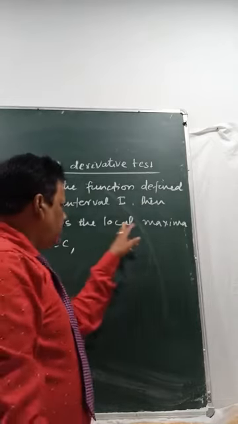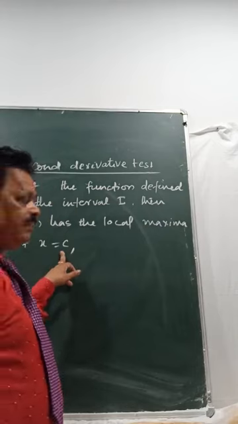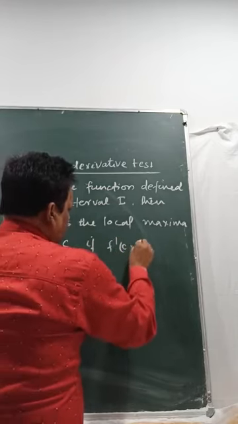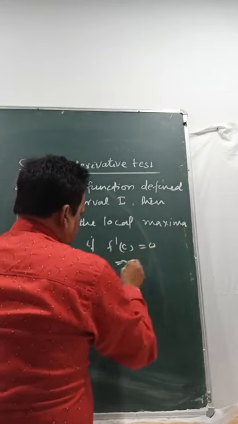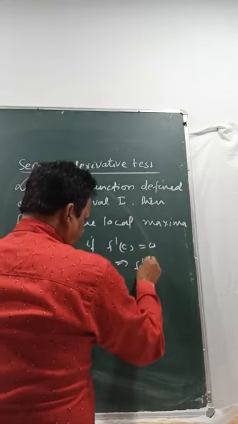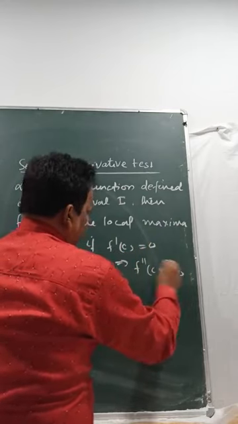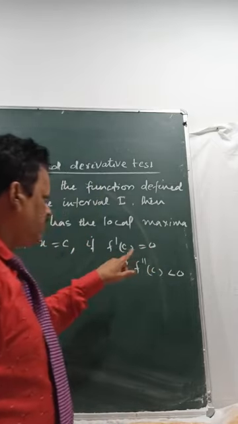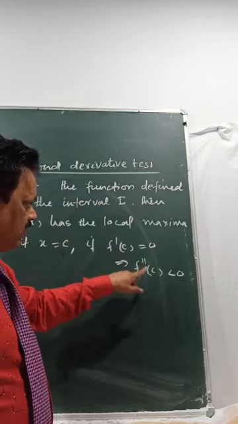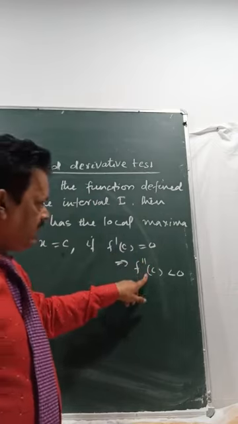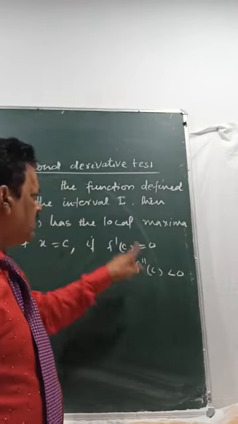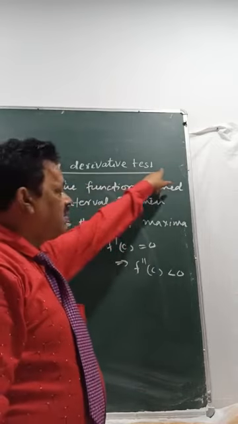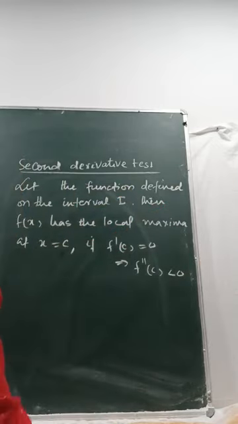So we are finding the local maxima at a point if f dash c equals 0 implies f double dash c is less than 0. Means you find f dash c, put it equal to 0, find the value of c, put it in the second derivative. If it becomes less than 0, then we have a local maxima. Which method are we following here? Second derivative test.